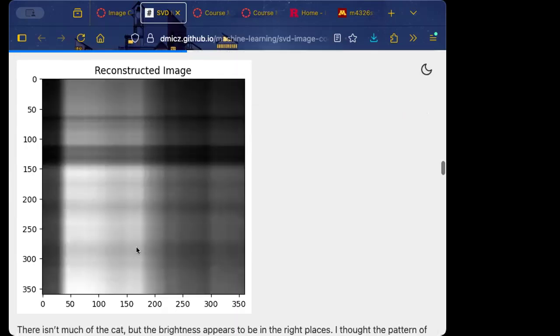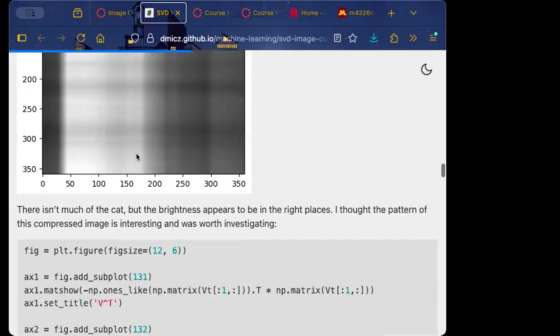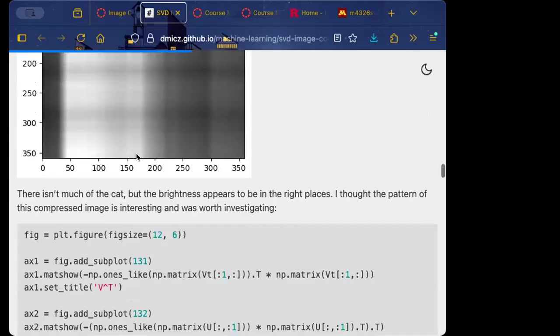It obviously doesn't tell you that it is a cat, but at least it tells you a little bit of the shading, where the intensity in the image was, which is what the person is saying: that the brightness appears in the right places.